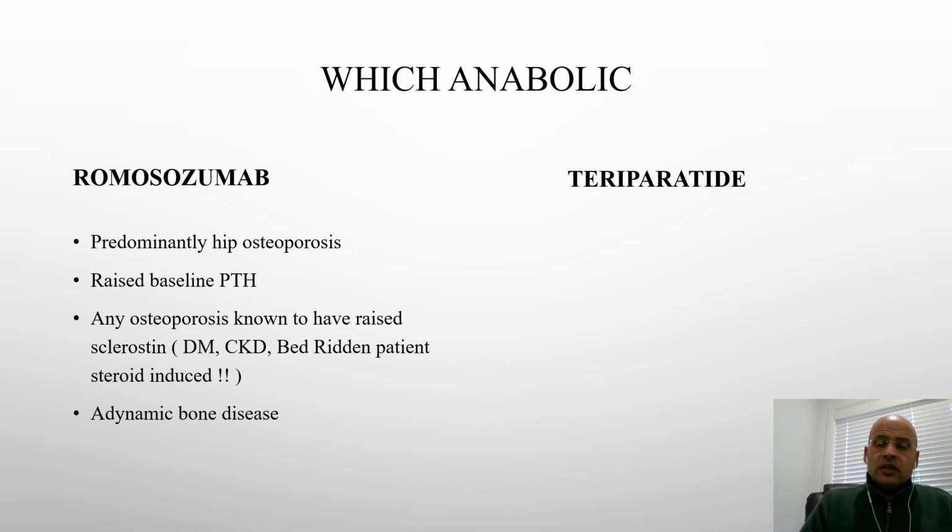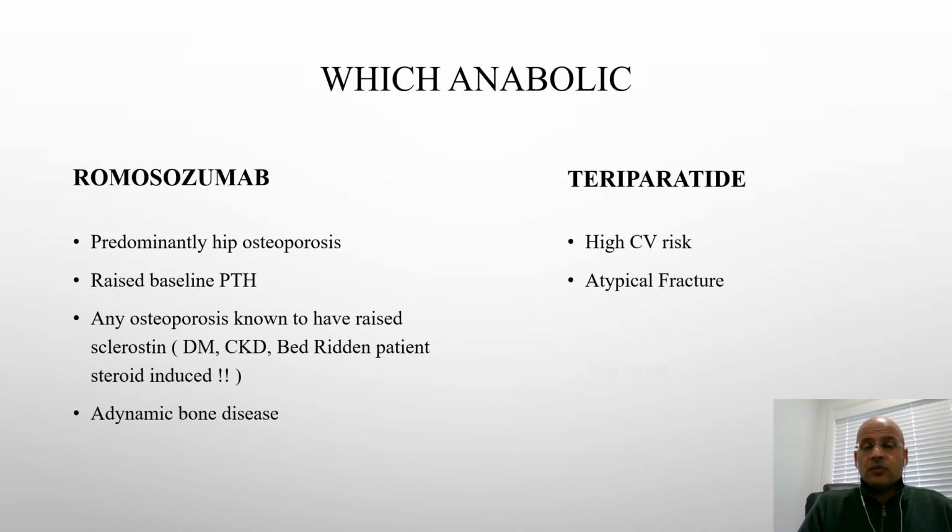Now, teriparatide, on the other hand, you can use it with someone who has severe osteoporosis, however have a high CV risk, atypical fractures, because romosozumab is not approved for those group as yet. Someone with non-union, again, romosozumab is not approved for that as yet. And osteonecrosis of the jaw, yes, you can use teriparatide, and it works really well.